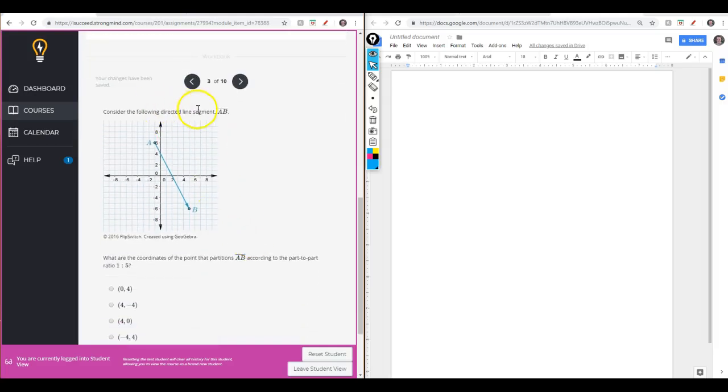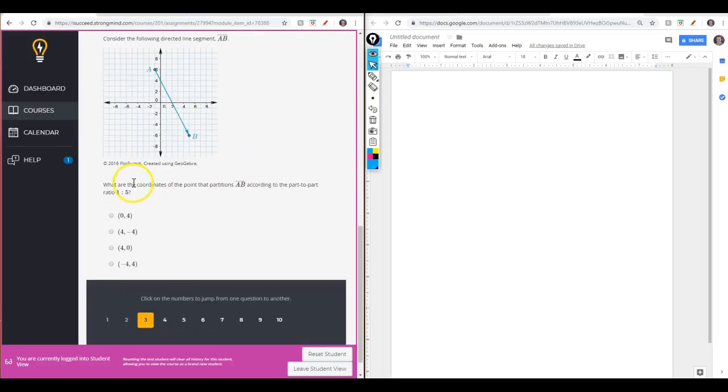Consider the following directed line segment AB. What are the coordinates of the point that partitions segment AB according to a part-to-part ratio of 1 to 5?